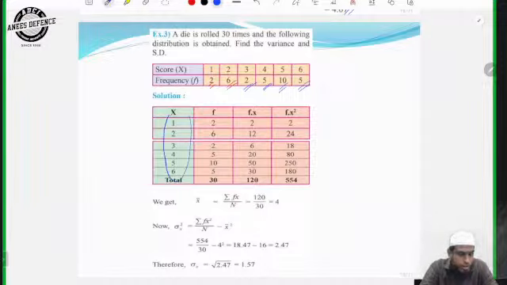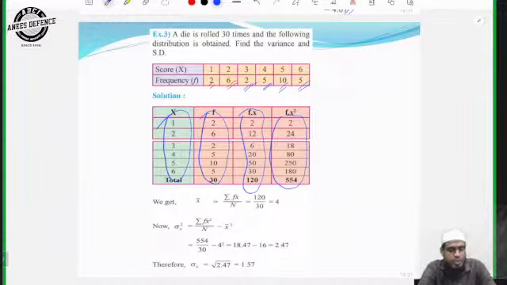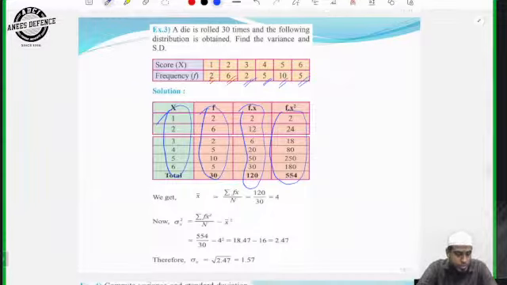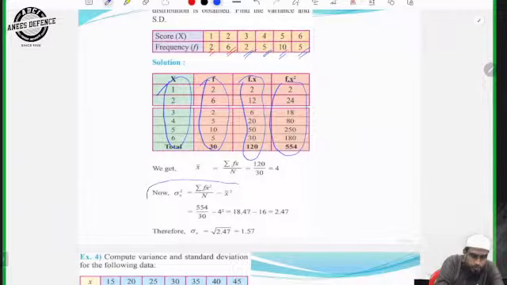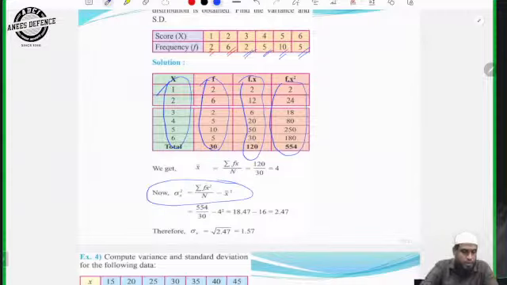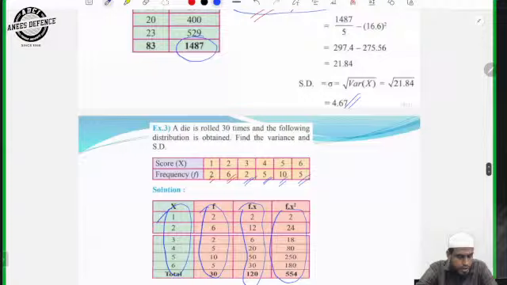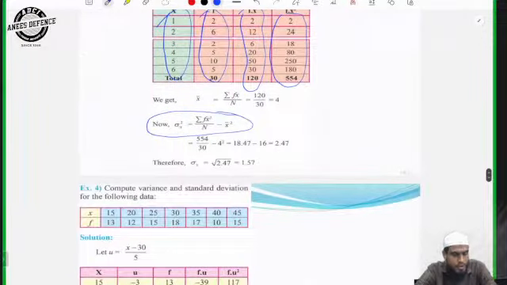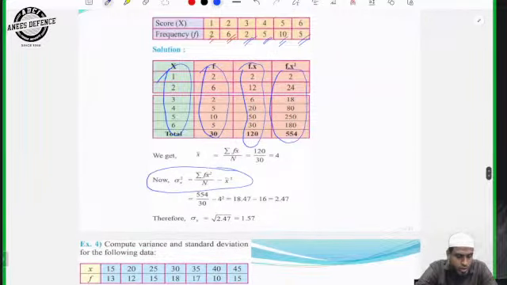So here you are writing all the marks, the corresponding frequency, the fi xi value, then fi xi square. This comes under the variance and standard deviation of an ungrouped frequency distribution. Just use this formula. Variance is equal to sigma square. Sigma square is equal to summation of fi xi square divided by n minus x bar square. Fi xi square is actually 554.